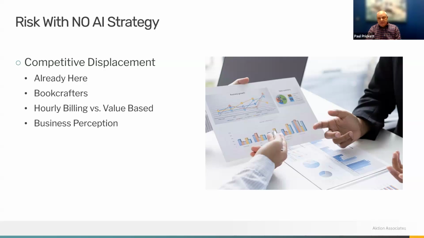The first one is competitive displacement. Again, the technology is already here. As we talked about before, you're already seeing it in your own tools and systems. Your competitors are using it. If you're not using AI and using it in a way to make your business better and deliver better solutions for your clients, your competitors will. And I know this is a threat that a lot of people hear in many different pieces of technology over the course of time, but I want to give an example that I actually lived through.